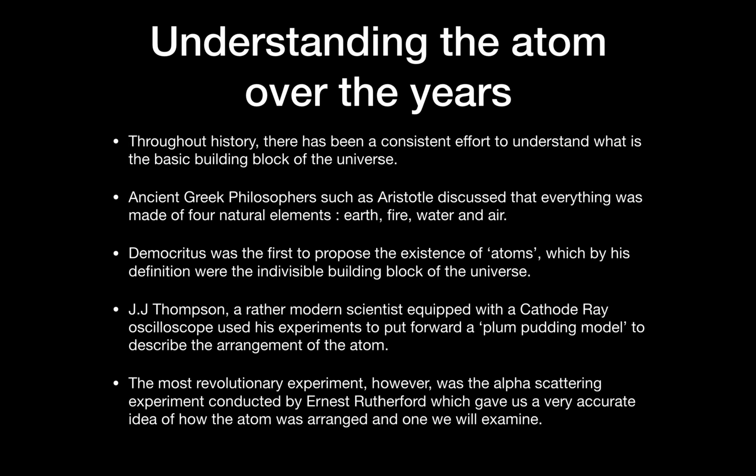Then came along J.J. Thomson very recently, I think in 1930 or so. He used a cathode ray oscilloscope to put forward his ideas about a plum pudding model, where there was in the center a positively charged plum surrounded by a negatively charged pudding.